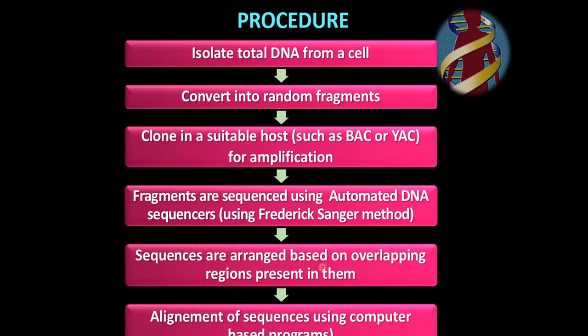Now sequences are arranged based on overlapping regions present in them, as all the fragments have been made from the DNA from a single cell. So there will be some overlapping regions, and on the basis of those overlapping regions, these sequences are arranged. After that, alignment of sequences is done using computer based programs. Here also bioinformatics works.